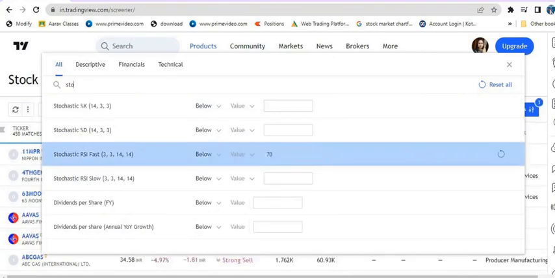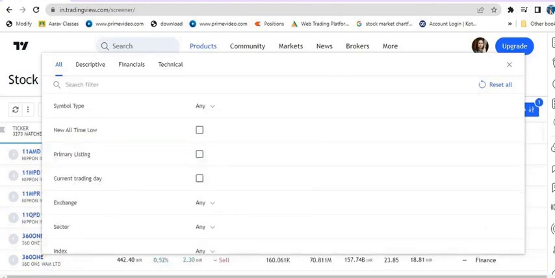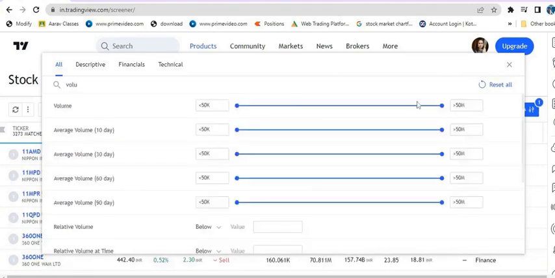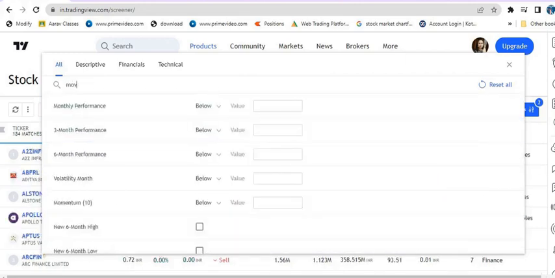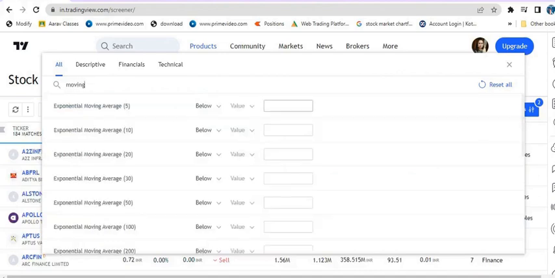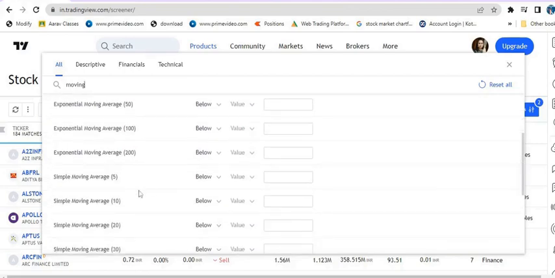Okay, next volume. Next volume has to be more than 5 lakhs. Then moving average. I don't want exponential. We'll look for simple moving average. Moving average 6 is not there, so I'll be selecting 5.